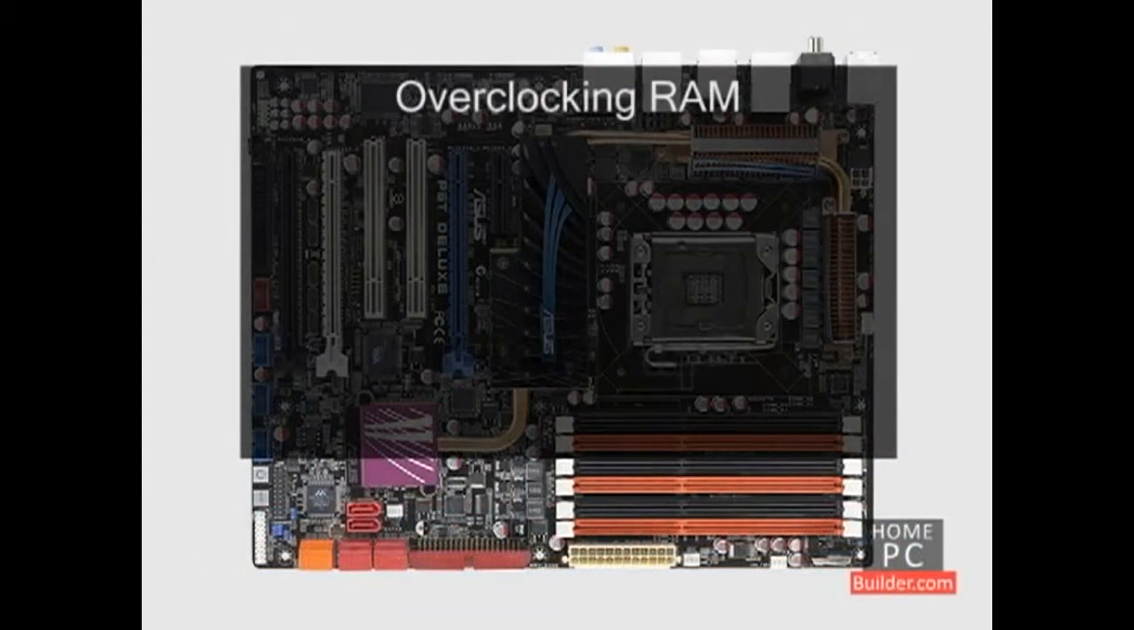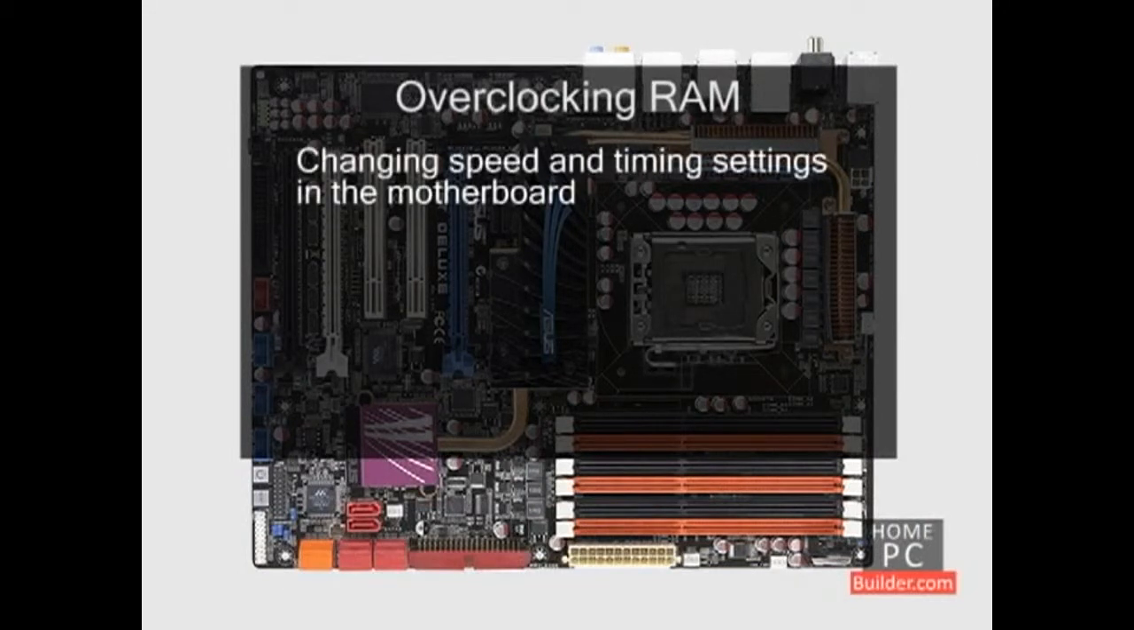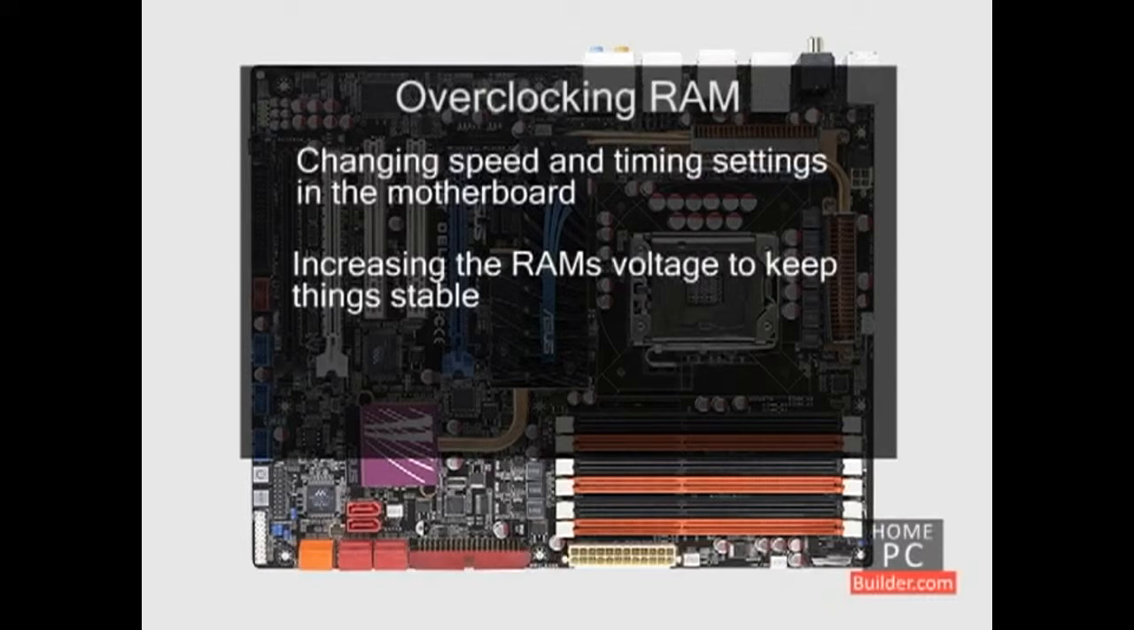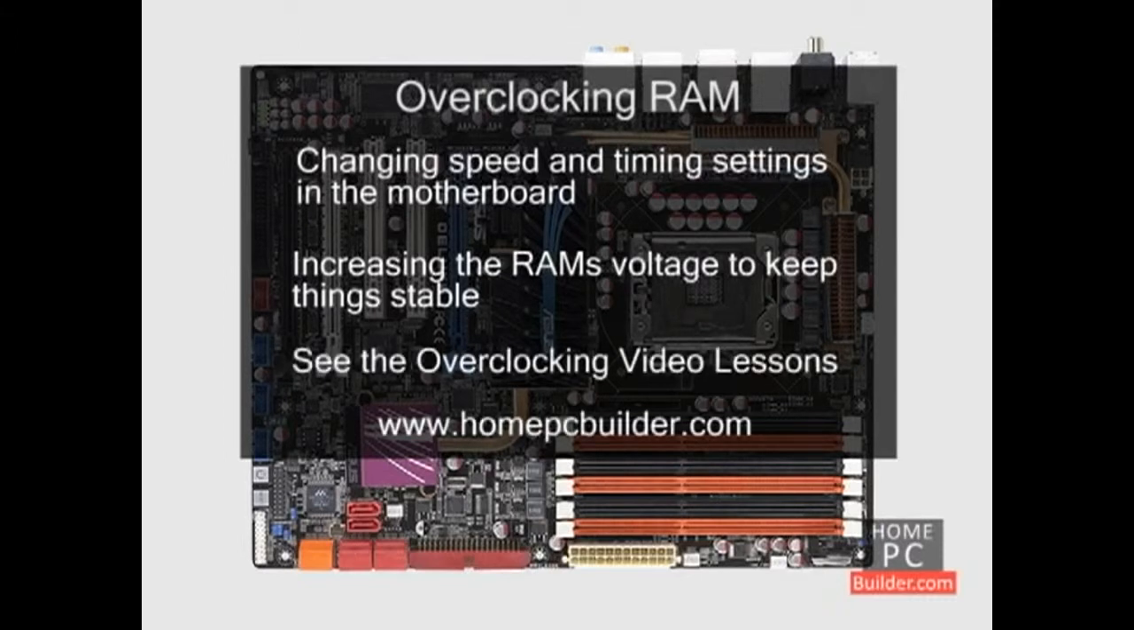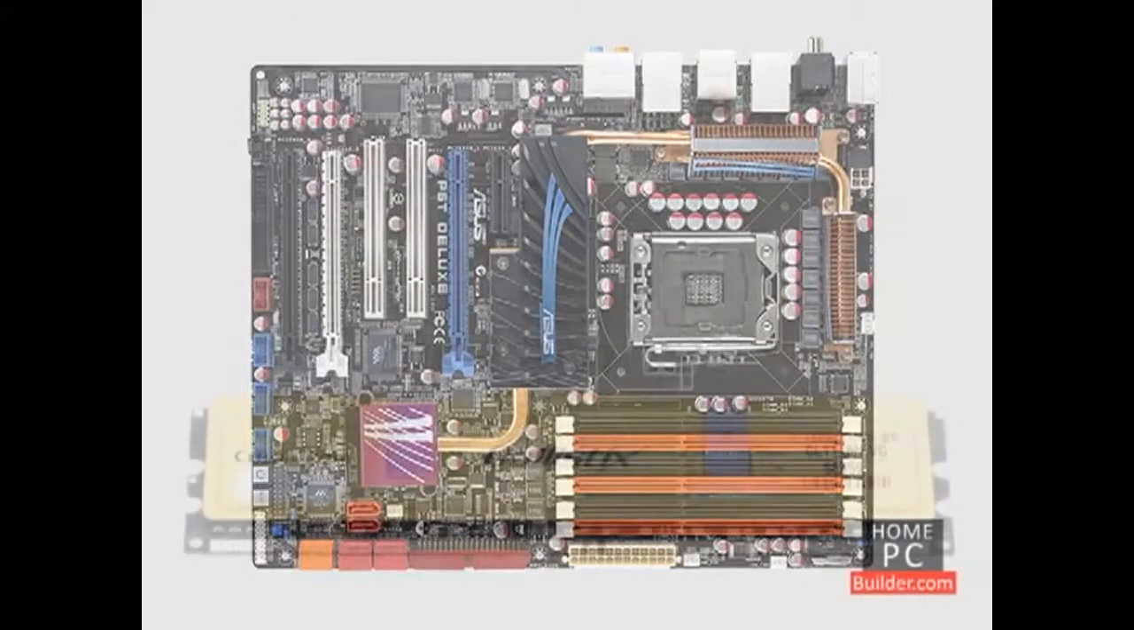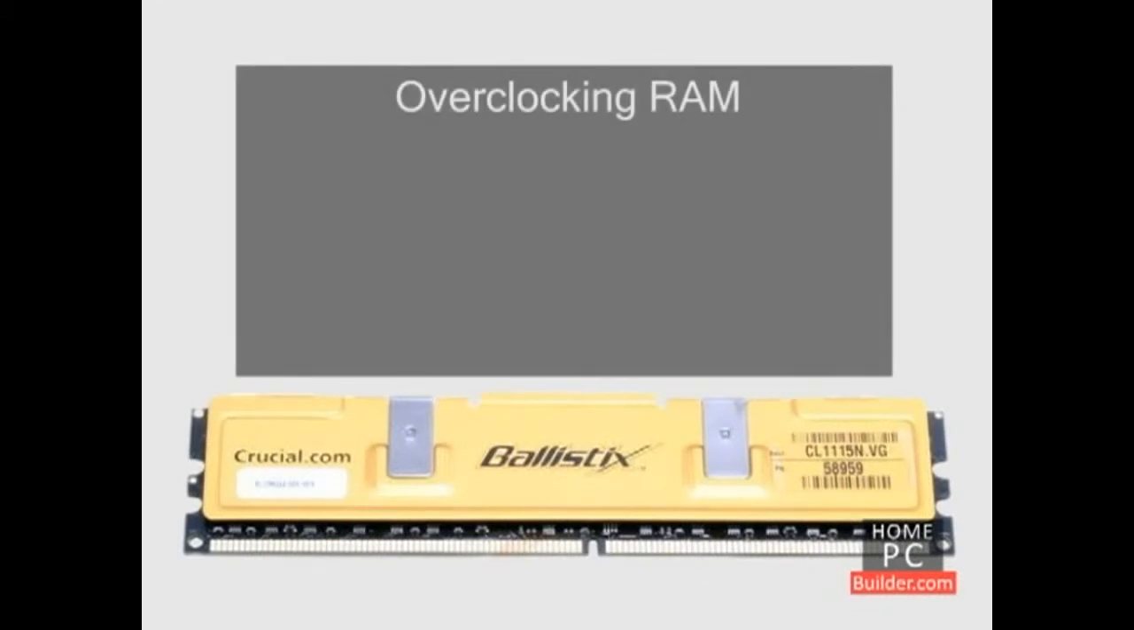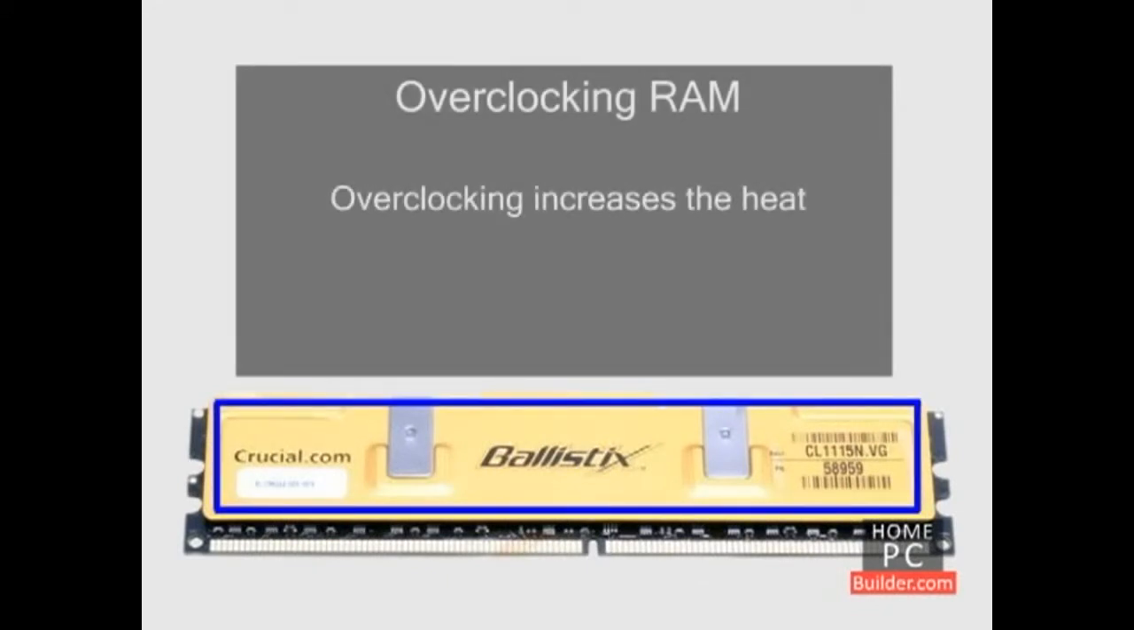To overclock the RAM, you'll be increasing its speed using settings in the motherboard's BIOS, and upping the voltage of the RAM to keep the system stable and working. See the overclocking video lessons on the website for instructions on how to overclock your RAM. Keep in mind that overclocking the RAM will increase heat, so look for RAM with built-on heat sinks, also called heat spreaders, if you plan to overclock the RAM.